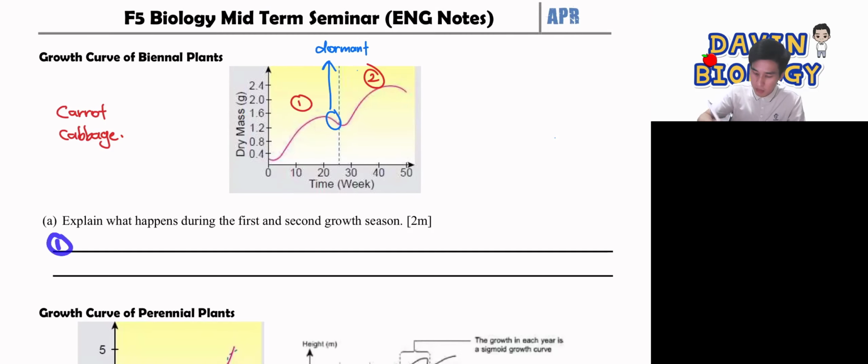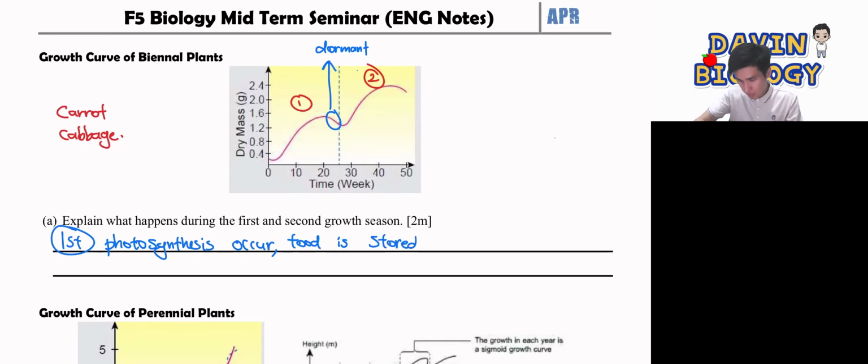So what you've got to say here is basically during the first growth year, like I say, very normal things occur. So you can say photosynthesis occurs, and mainly you also can say food is stored. And basically, plant becomes dormant.